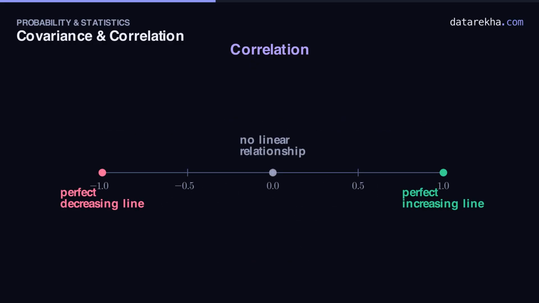Rho equal to +1 is a perfect increasing straight line. -1 is a perfect decreasing line. And rho equal to 0 means no linear relationship. The strength of the tilt is what rho really measures.